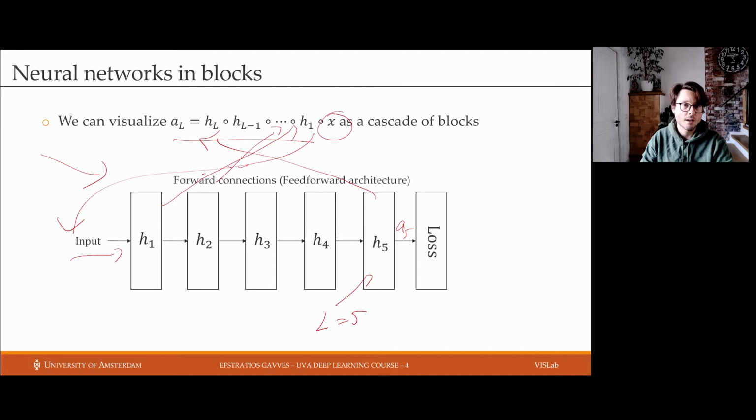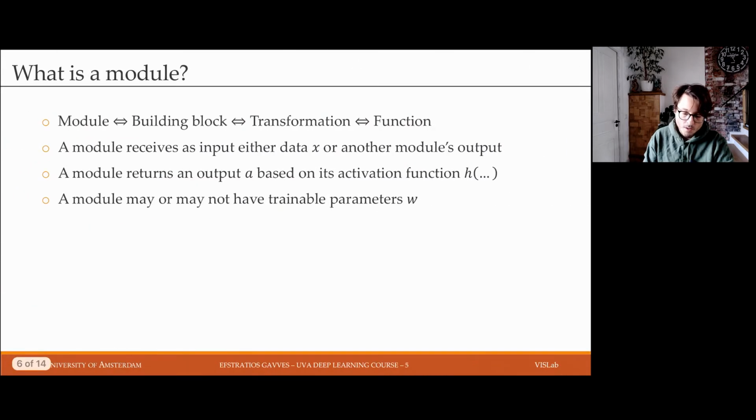These predictions have to have the same shape as our ground truth labels, so that we can afterwards compare them with a loss function, which returns the value, the error, basically how wrong we are in our predictions compared to the reality. So what is a module overall?